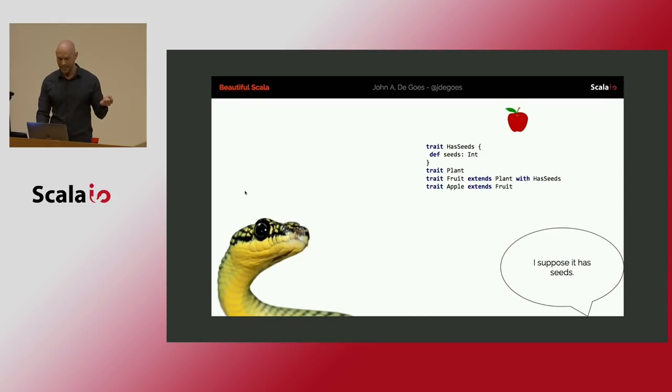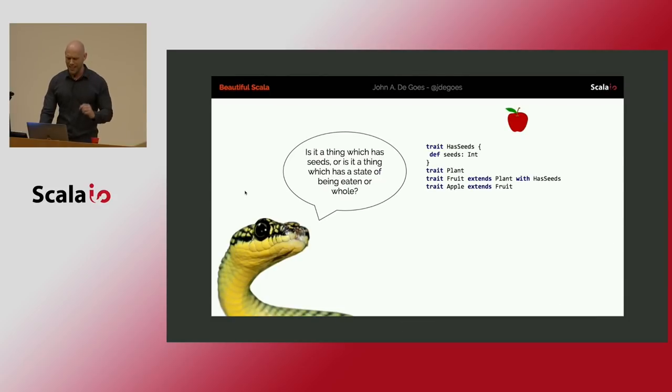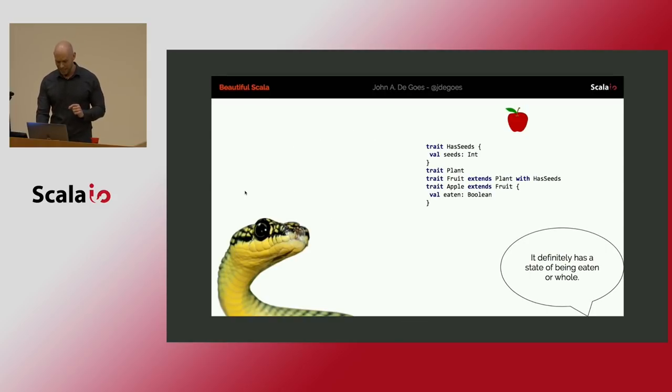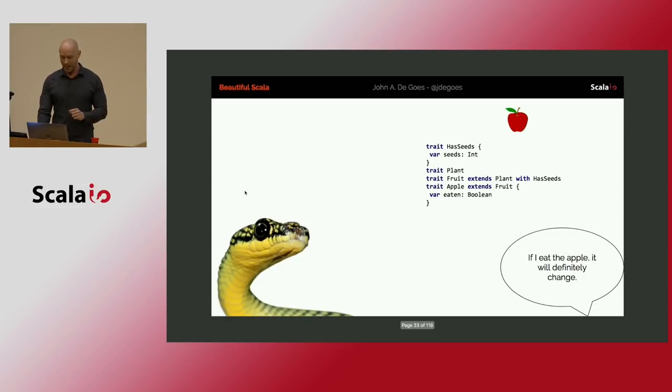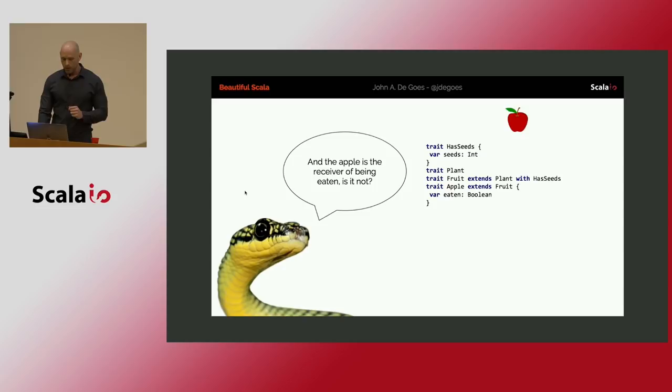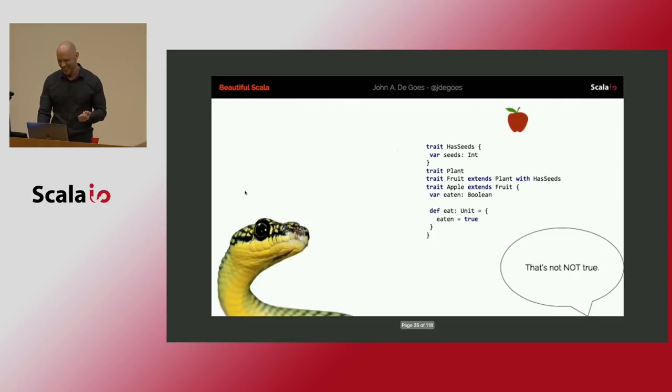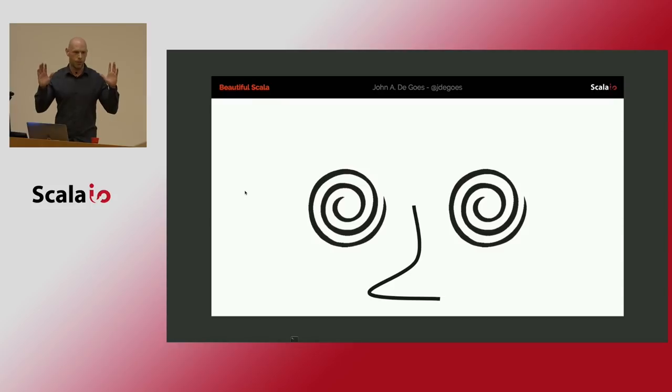And Adam couldn't argue with that. "I suppose it has seeds," he said. "Is it a thing which has seeds, or is it a thing which has a state of being eaten or whole?" said the serpent. "It definitely has a state of being eaten or whole," said Adam. "And the apple may change as you eat it, may it not?" said the serpent. "If I eat the apple, it will definitely change," said Adam. "And the apple is the receiver of being eaten, is it not?" "That's not true," said Adam.